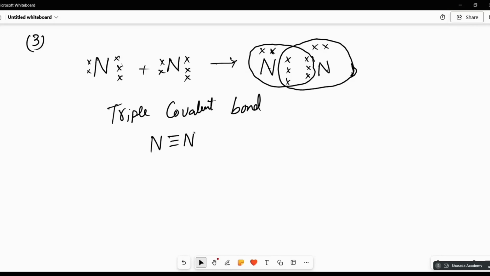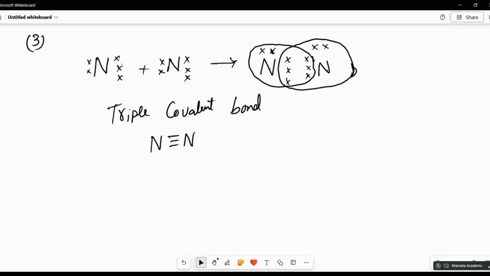Which is stronger, ionic or covalent? Ionic is stronger than covalent. It is about the nature of the bond. Ionic directly gives and takes an electron. That is why it is stronger. So ionic is stronger when compared to covalent.